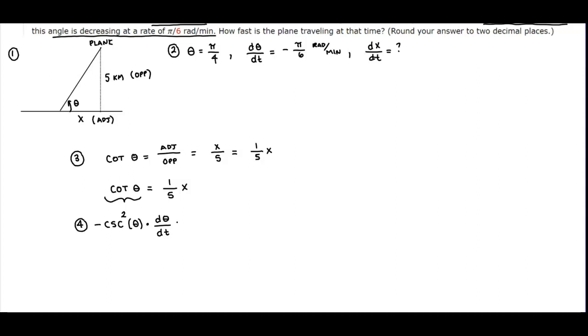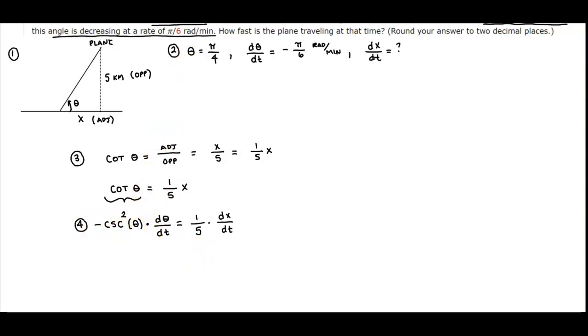And then this is now going to equal the derivative of the right side. So the derivative of 1/5 x is going to be 1/5. And then, using the chain rule again, this is times the derivative of x with respect to t, which is dx/dt.